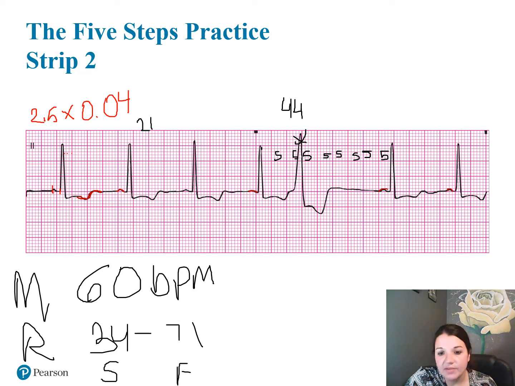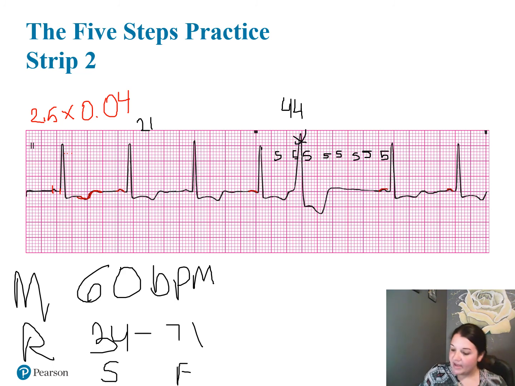Remember, my PR interval needs to be between 0.12 and 0.20. So I'm 0.02 away. I'm going to stay on this complex and measure my QRS, which I see is 2 boxes. And we know that 2 times 4 is 8, and my QRS needs to be less than 12.